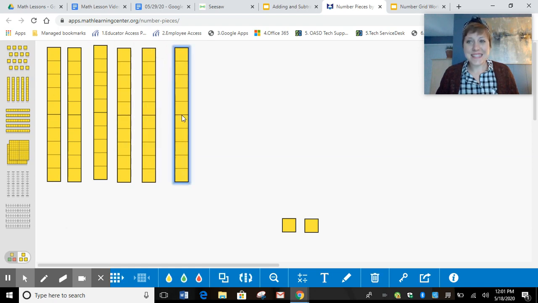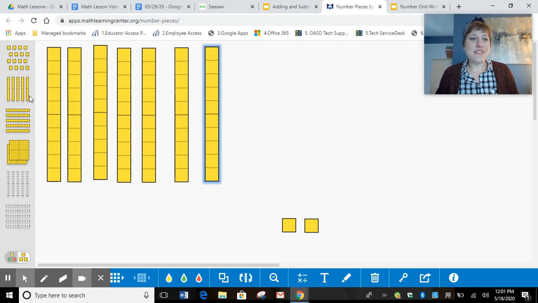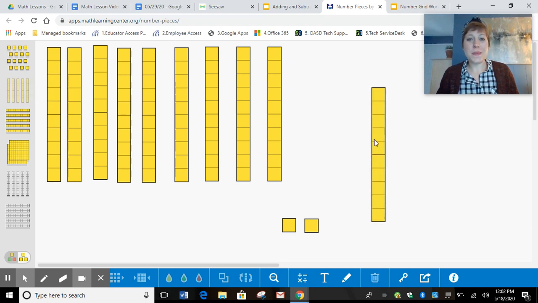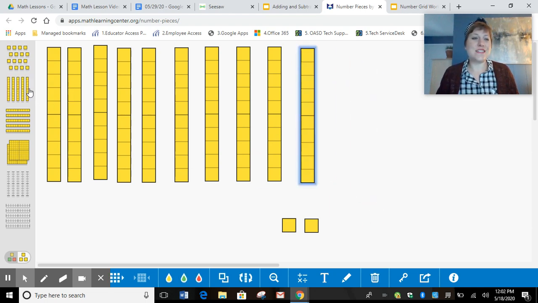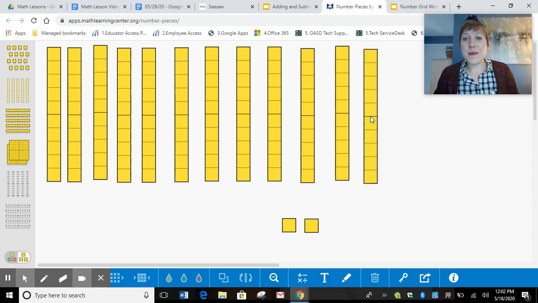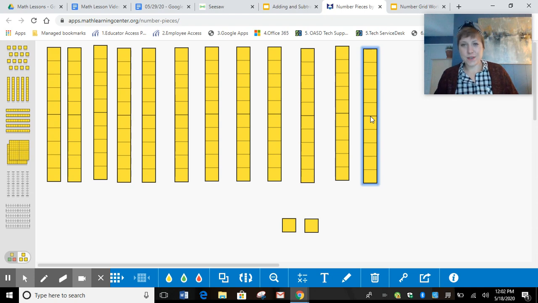52. 62. Keep counting. 72. 82. 92. 102. 112. 122. First graders, what did you notice as we built those numbers with our tens and ones?